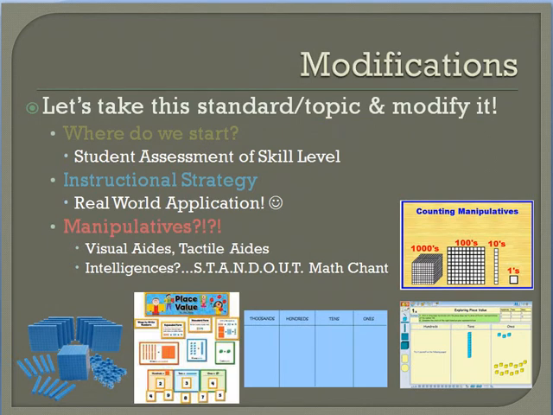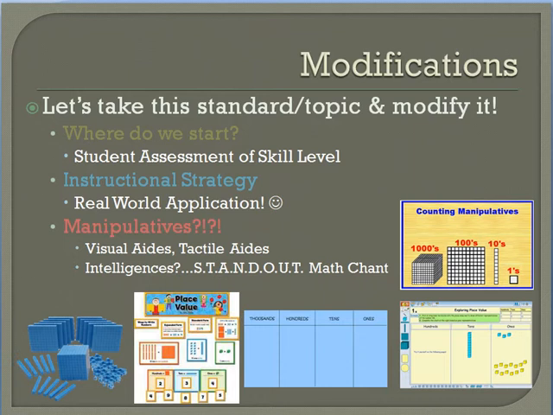So how can we modify this for our students? Well, let's take the standard and topic and modify it. Where do we start? Well, the first thing, as always, we need to get a baseline. So we need to assess the student to see where their current skill level is. And if we have a little 3rd grader who is supposed to live up to this standard but doesn't even know what a 1 or 10s is, then we need to go back to the very basics and then build up to 10,000. So just one way of modifying it is chunking it into smaller components and doing more direct instruction in smaller chunks. Modifying it that way is a great way to at least get started.